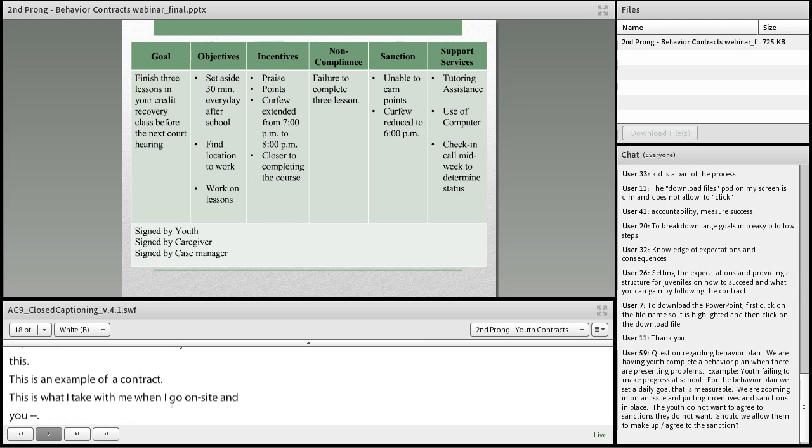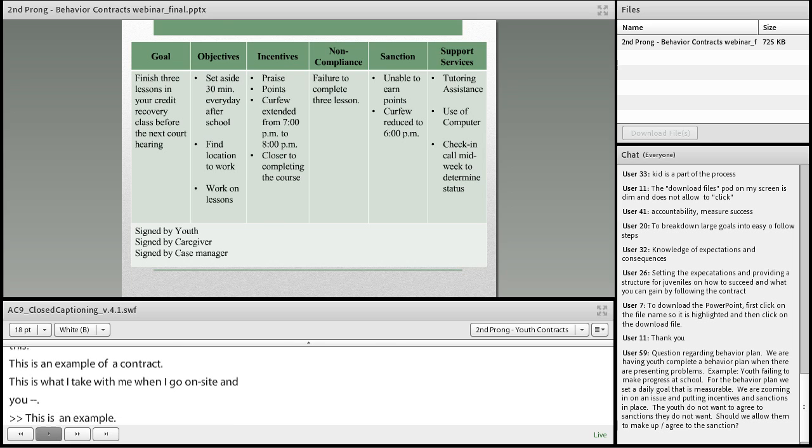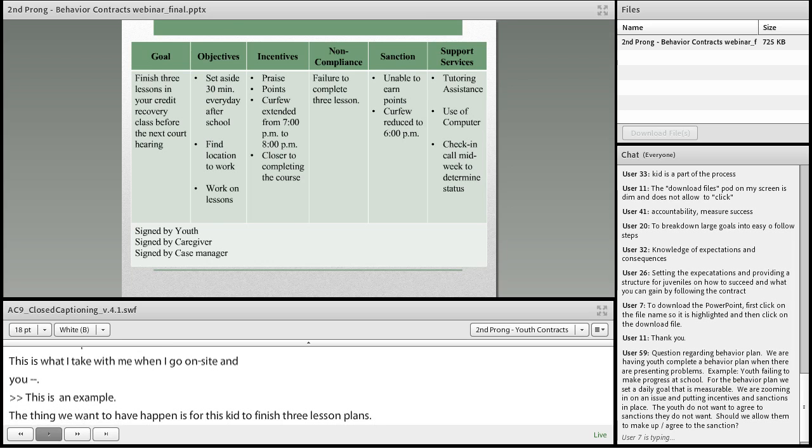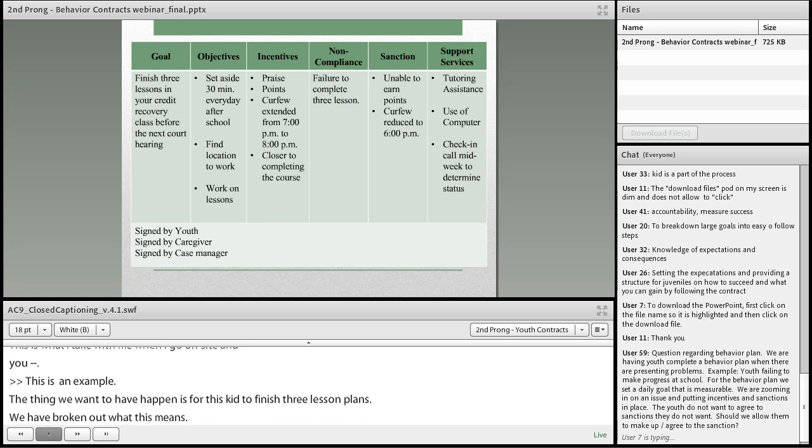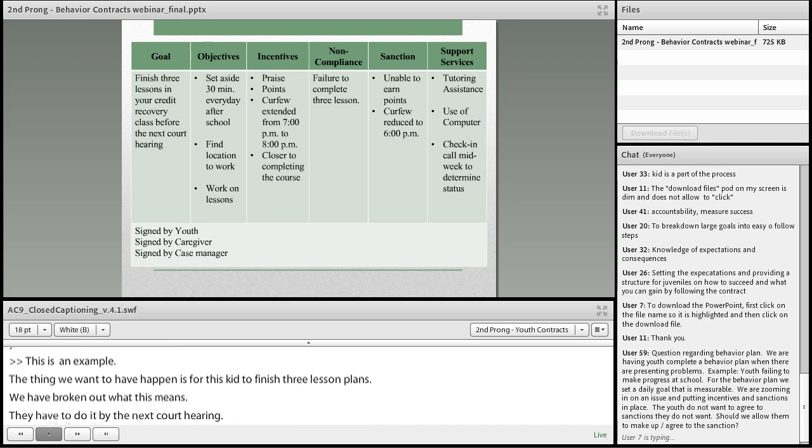You can see the thing that we want to have happen is for this kid to finish 3 lesson plans in their credit recovery class. We've broken out what that means because they have to do it by the next court hearing. So we figured out that they need to set aside 30 minutes every day after school. They need to find a location to work, and then they need to work on the lessons.